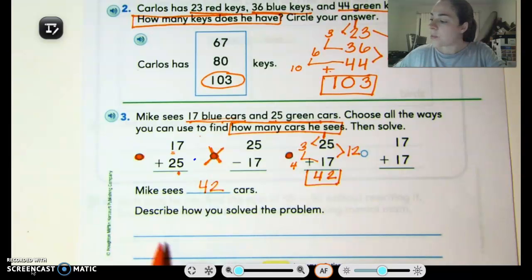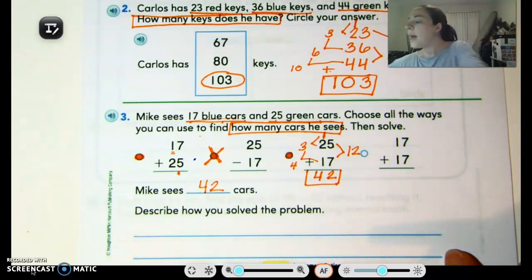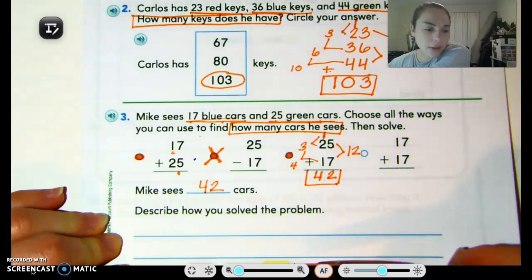Okay, we're going to skip this part, describe how you solve. Let's skip that. And we're halfway through. How do you guys feel? Pretty confident, I hope.